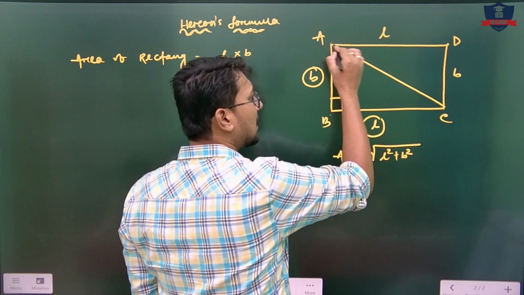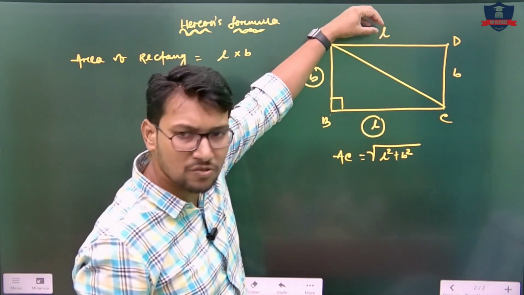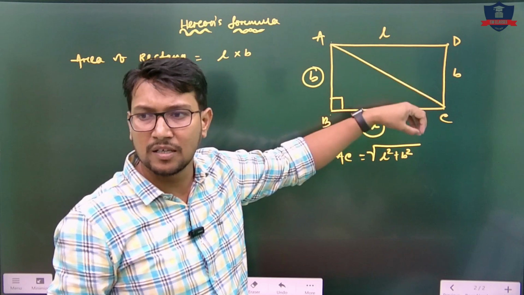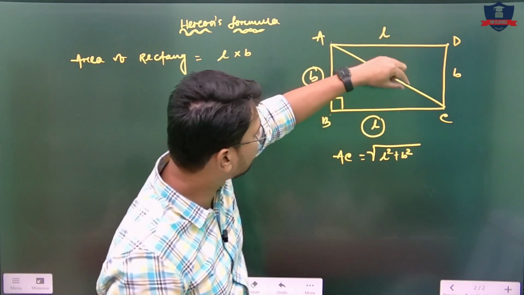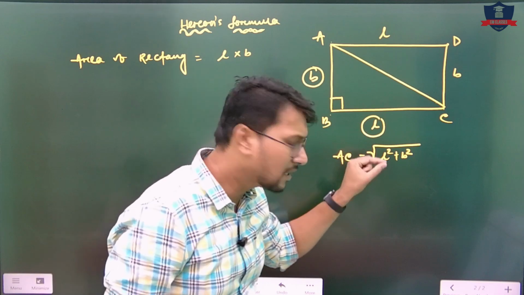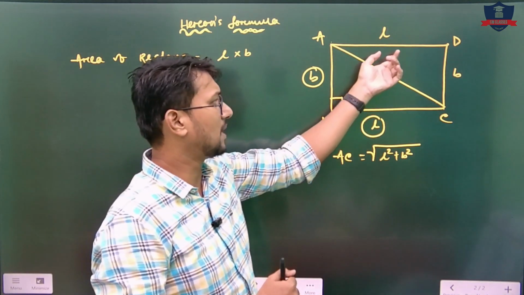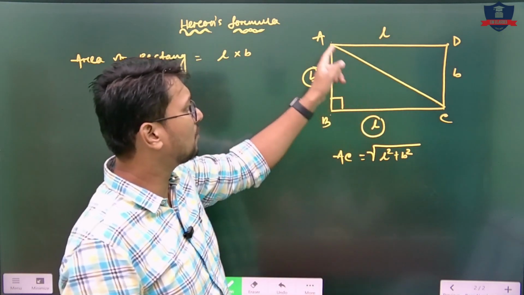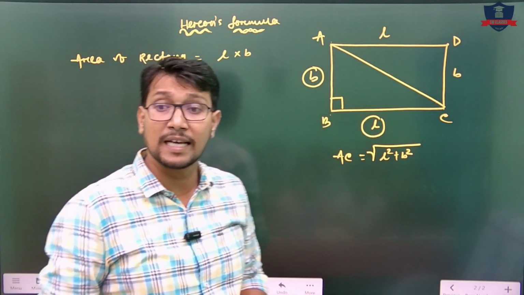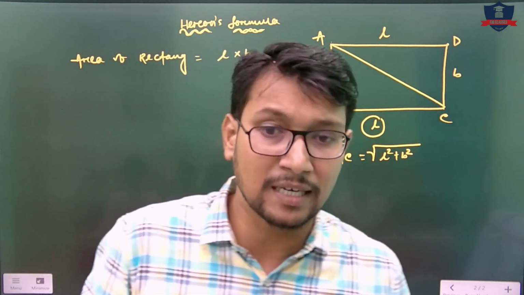But similarly, if you see ADC triangle, is it also the same dimension or not? It is also the same dimension. This is L, this is B, then this AC must be what? Square root of L square plus B square. Hence, these two triangles are what? Congruent. Also, you have studied in class 8, there is a chapter parallelogram, quadrilateral, right?